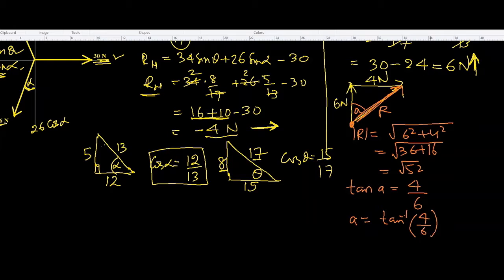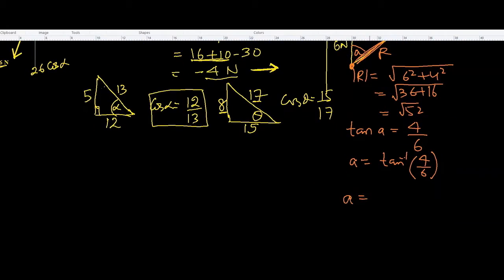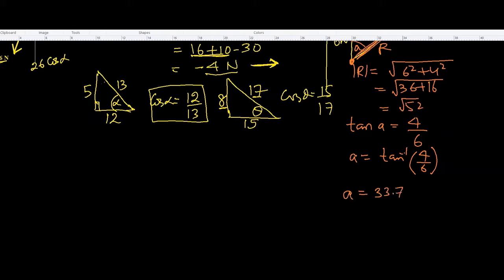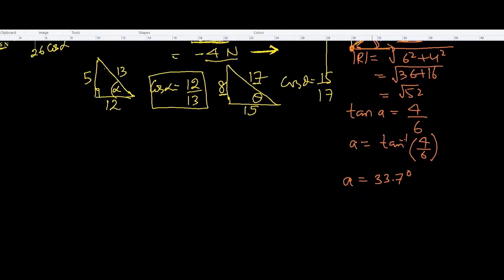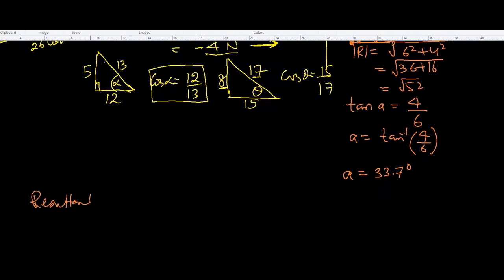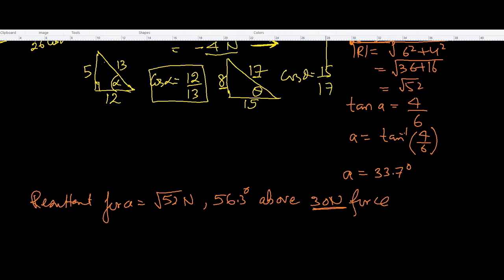So A is tan inverse of 4/6, which is 2/3 basically. So let's see what acute angle it gives us. A becomes 33.7 degrees, but we need a reference, and we know this 30 newton is towards the right, so let's take this as reference. So we'll draw a line here, and let's say what is this angle outside. The angle is 90 minus 33.7, which will be 56.3 degrees, right? So we can write the final answer. Resultant force is square root 52 newtons, 56.3 degrees above the 30 newton force. That's the reference, because this is what we are sure about.